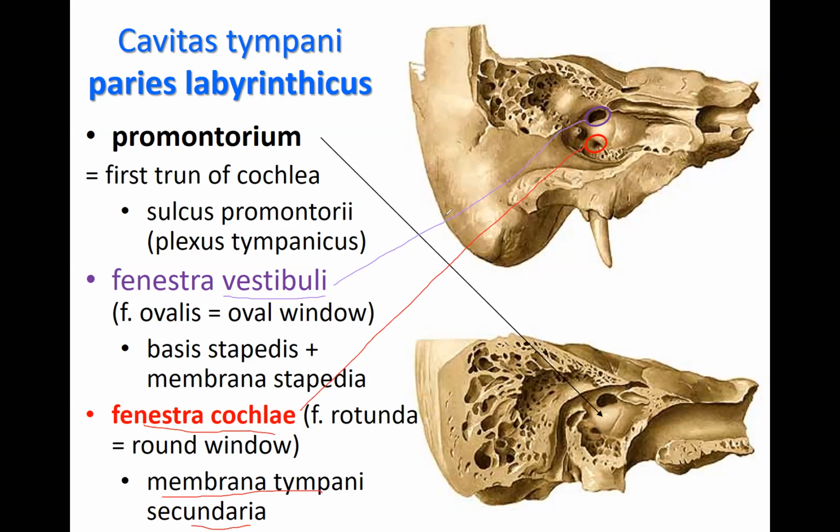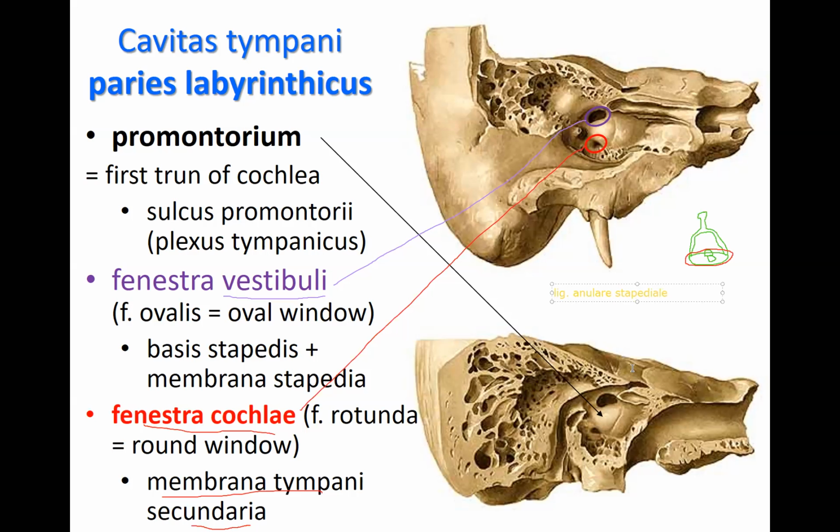The upper window, the oval one, is closed with the stapes. So the stapes looks like this. It's called a stirrup in English, and it should remind you of a stirrup for the boot of a rider on horseback. If you ride a horse, you have the saddle, and from the saddle two stirrups hang down. So you put the tip of the boot into the stirrup. The stirrup has a base, and the base is fixed into the oval window, and it's kept there by a structure called the ligamentum annulare stapediale, the annular stapedial ligament.